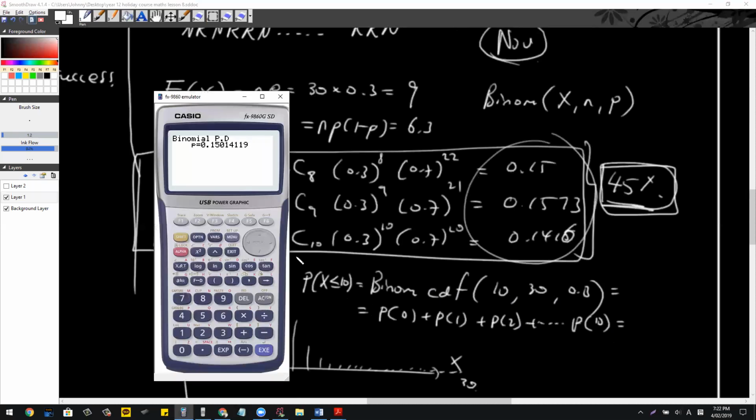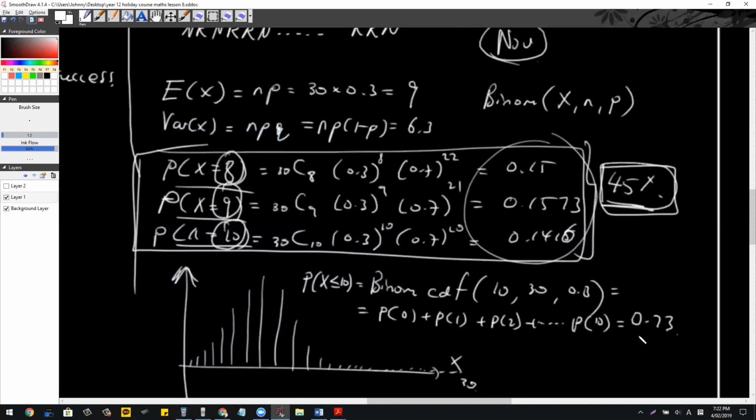There is a button for that, which is the CDF, distribution binom CD. If I go for 10 here, and everything else is the same, then this is 73%, 0.73. That means there is a 73% chance that it'll rain 0 days or more, up to 10. It's a summation of all of this. So the probability that it rains 11 days or above is about 27%.